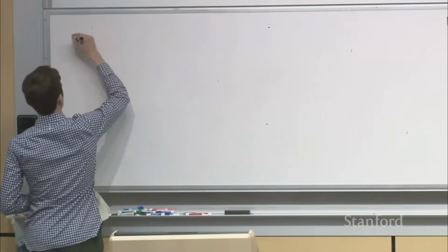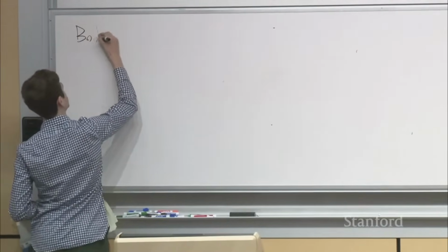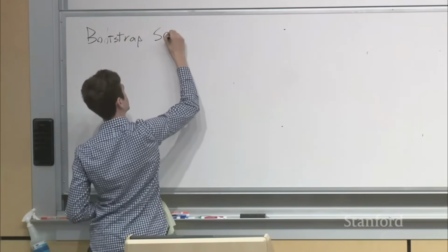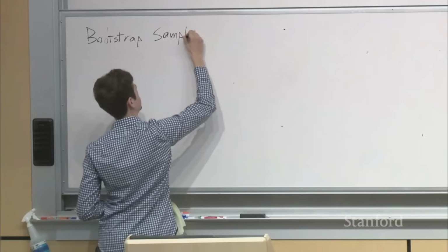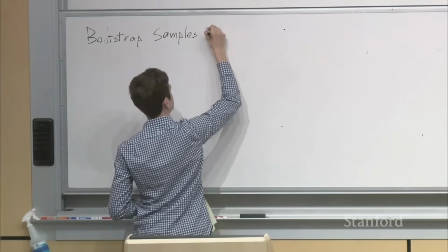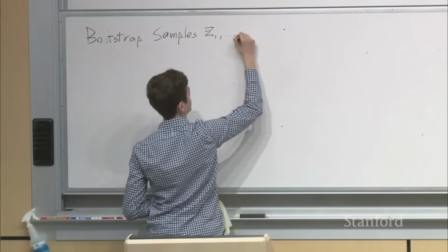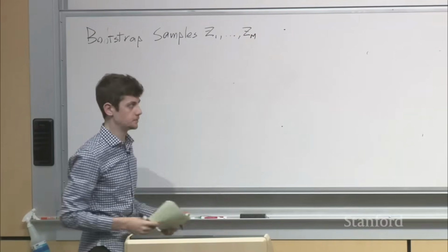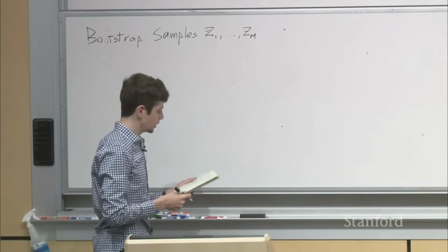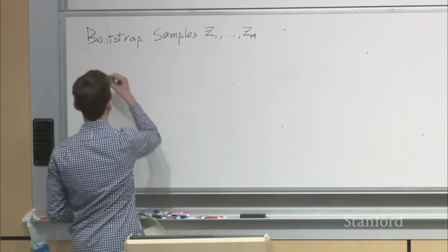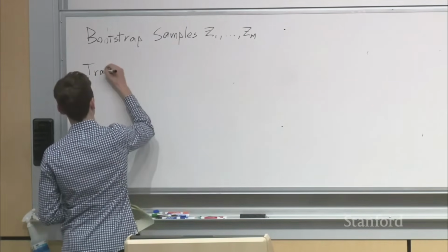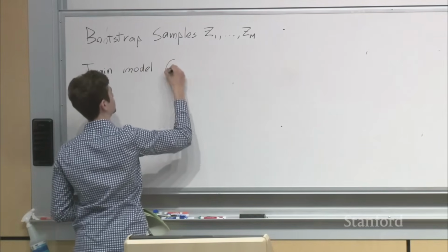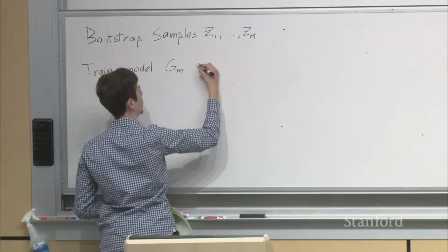So you have bootstrap samples Z1 through ZM, say, capital M. That's just how many bootstrap samples you're going to take. Okay, you train a model, Gm, on Zm.